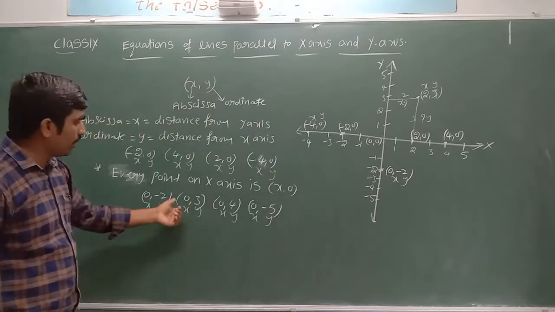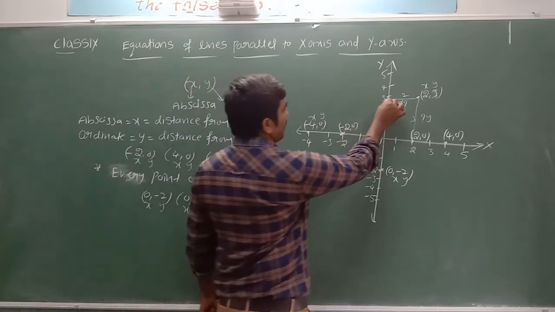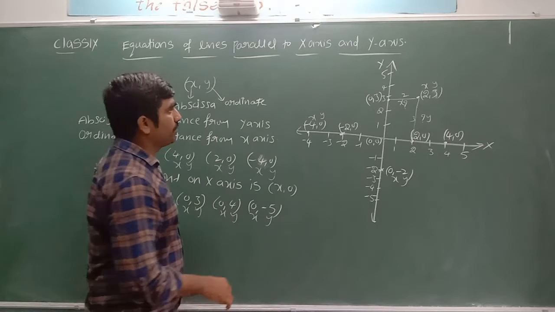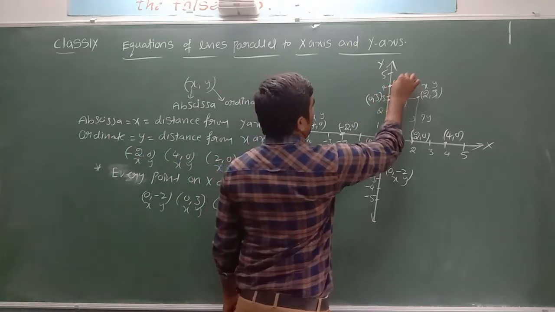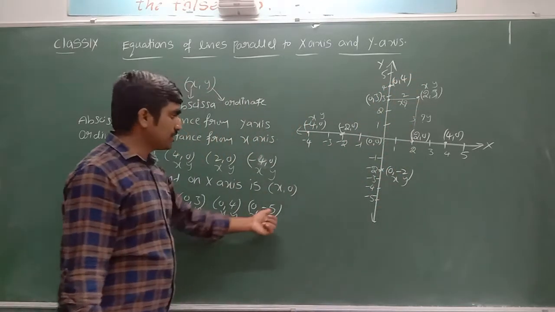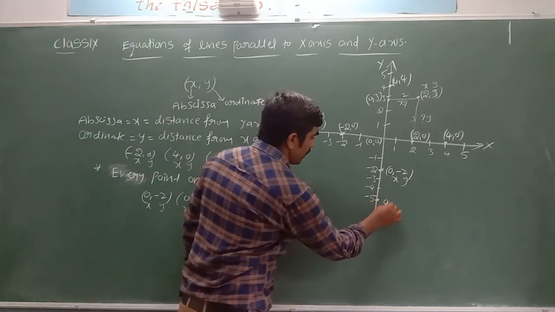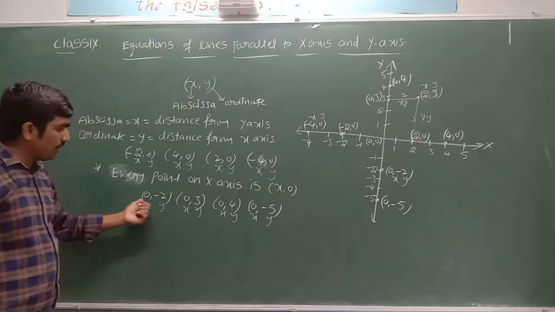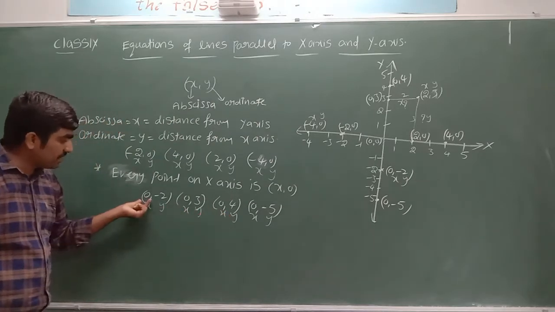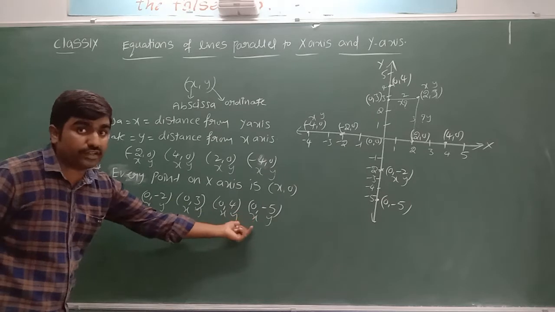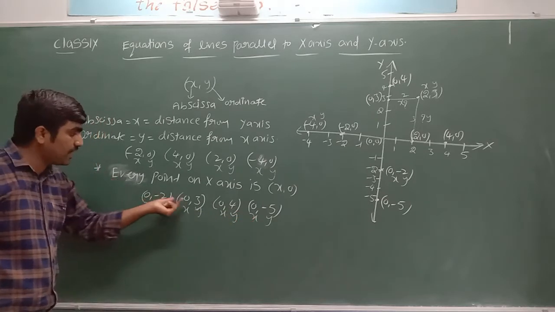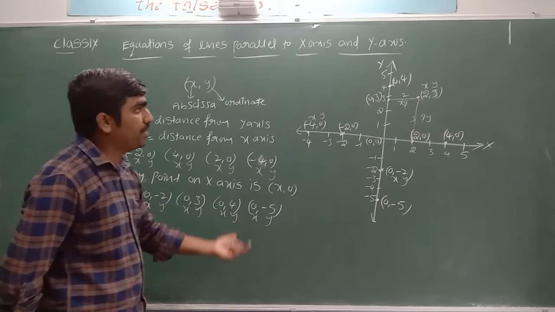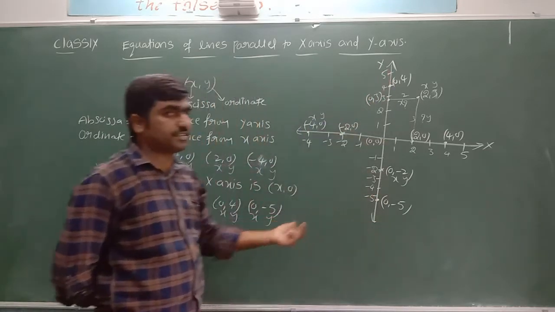Now similarly we can take 0 comma 3. Yes, we can see here 0 comma 3. Next 0 comma 4. Yes, we get here 0 comma 4. And the last one is 0 comma minus 5. Now can you see any common thing in all these points? Yes, all these ordered pairs have their abscissa as 0. So when the abscissa is 0, all the points are lying on the y-axis.